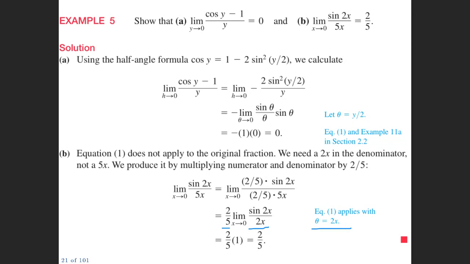So the same theorem applies. This limit is equal to 1. So we end up with 2 over 5 multiplied by 1.